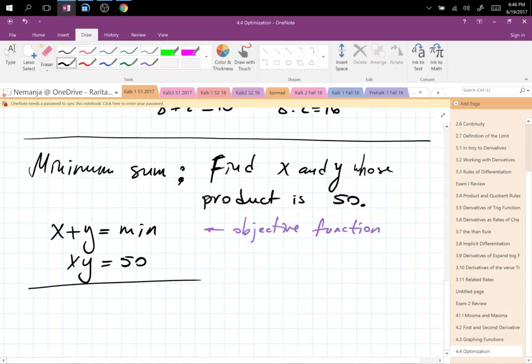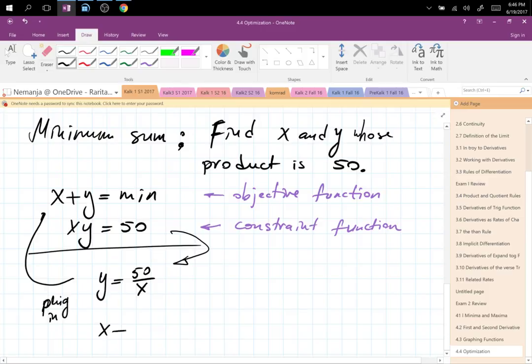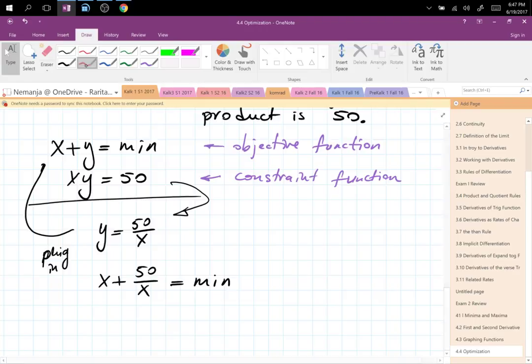Always the same deal. Two equations. One is going to be the objective that has a min or max in it. The other one is the constraint function, the constraint equation. You always solve that one for either x or y, and then you plug in. So you get x plus 50 over x is equal to a minimum. And once you have the objective equation with only one variable, you hit that with the derivative.